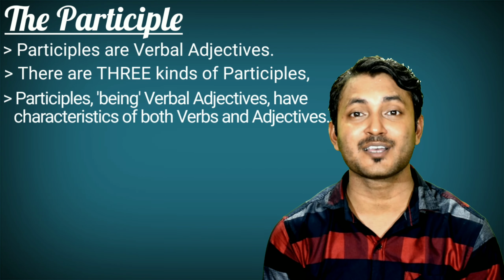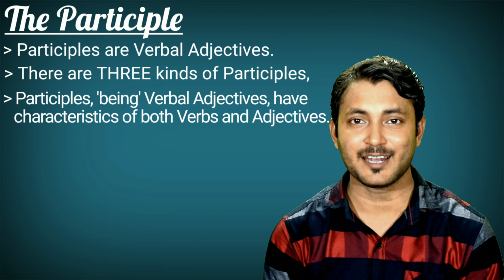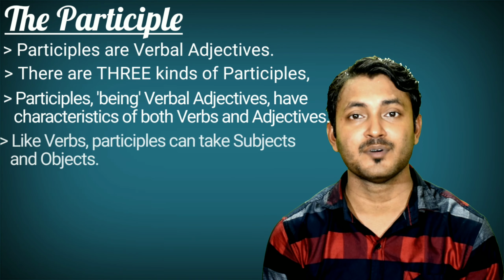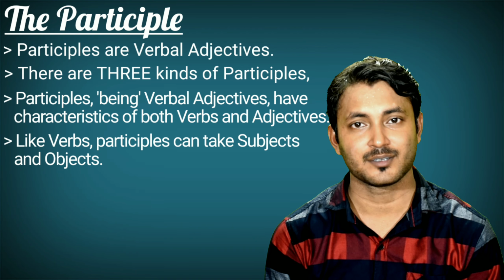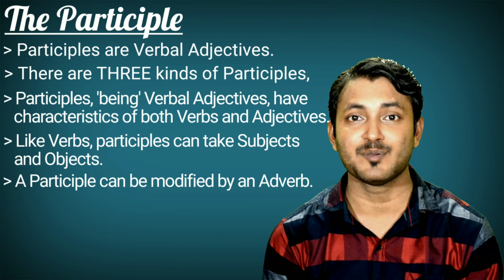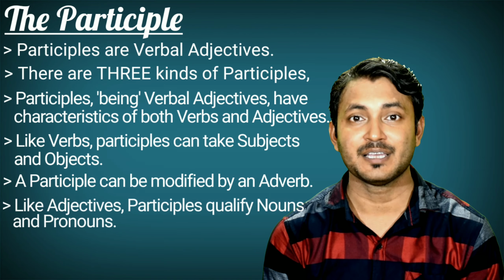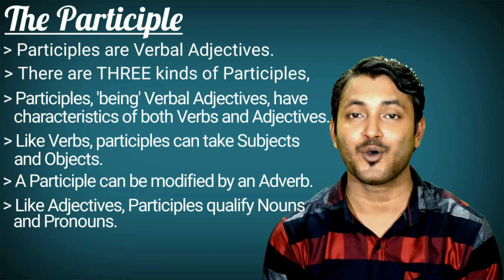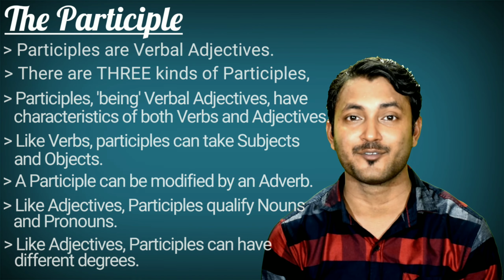As participles are verbal adjectives, they have qualities of both verbs and adjectives. Like a verb, a participle can have a subject or an object. Like a verb, it can be modified by an adverb. Like an adjective, it can qualify a noun or a pronoun. And like an adjective, it can have different degrees.